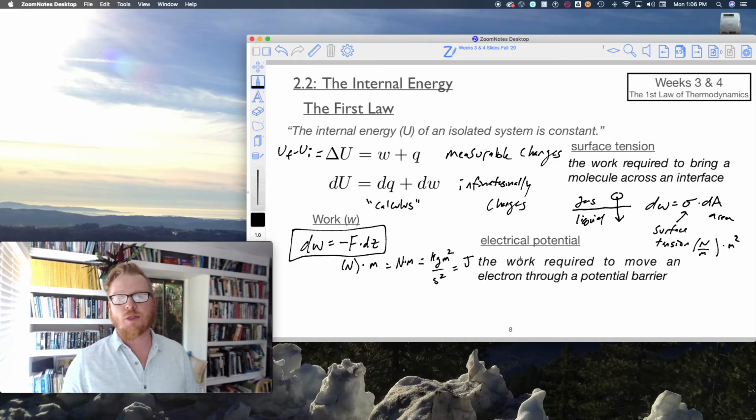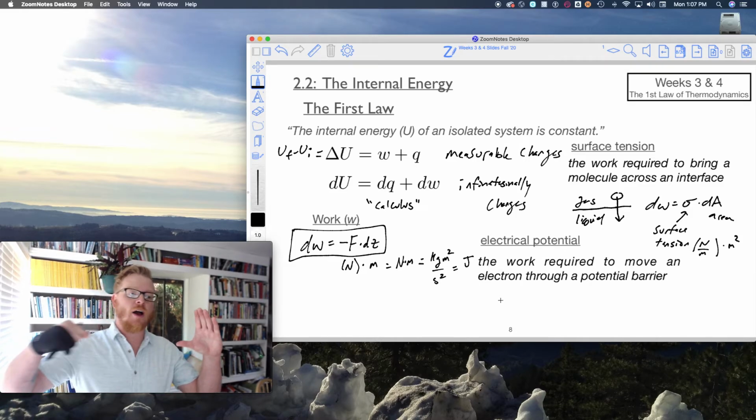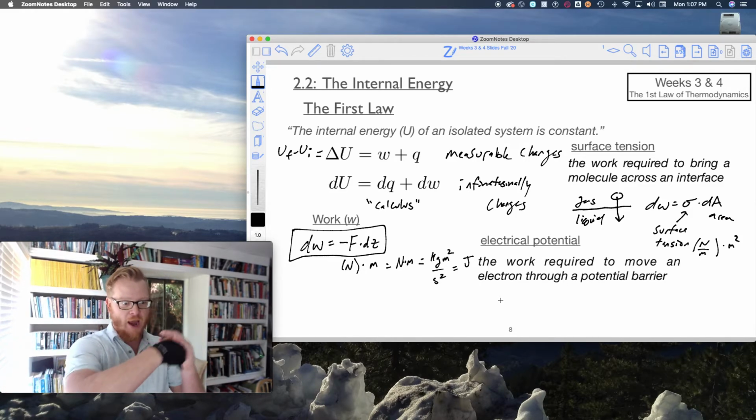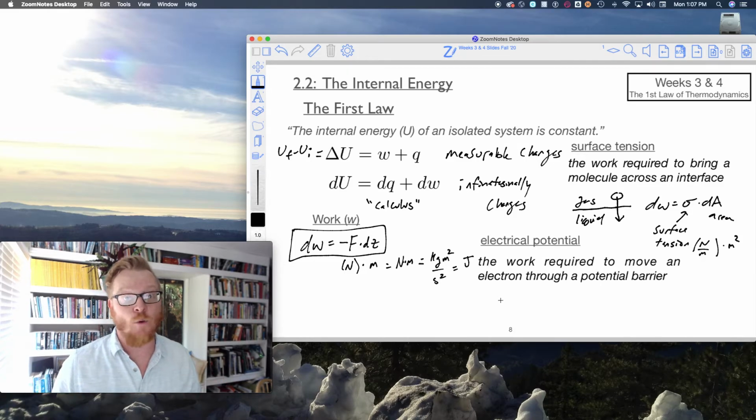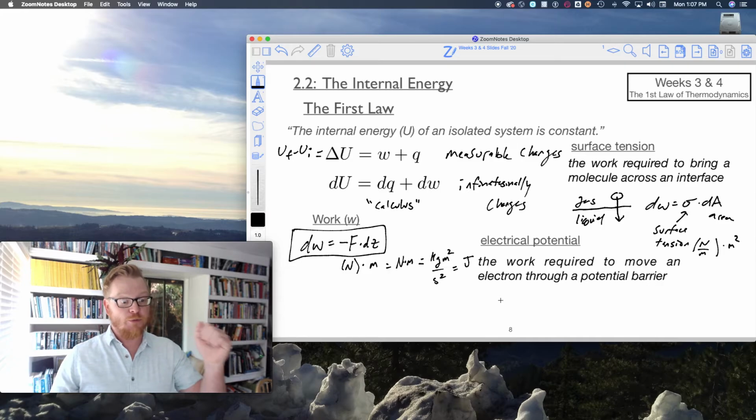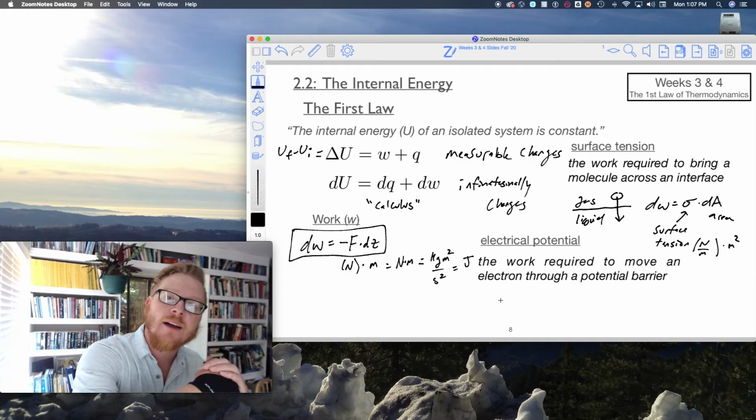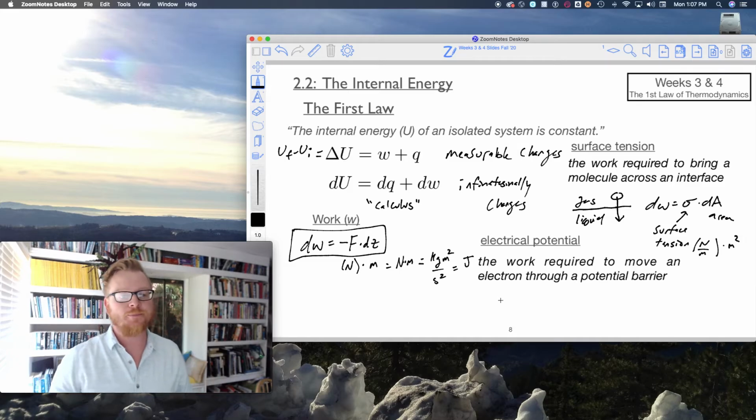Okay. Another definition of work that we rarely think about is electrical potential. That's work. Okay, the work required to move an electron through a potential barrier. Think about it. When you're doing chemistry, you're doing work. You're putting electrons into new orbitals, right? You're making new chemical bonds. That is a force acting over a distance, right? There's some force that's required to penetrate that electric potential from the orbital, and that electron has to move over a distance, okay? We could also just think of it simply as moving an electron through a wire, right?